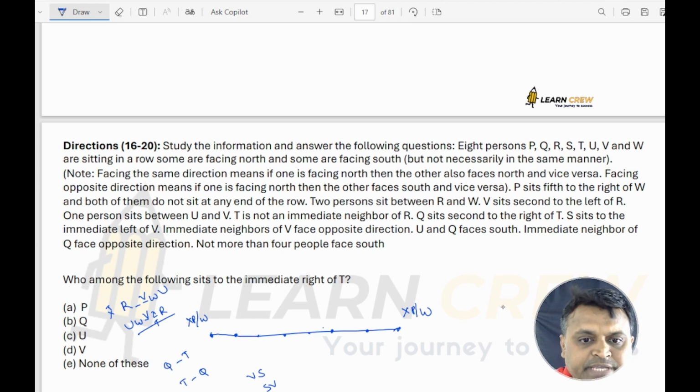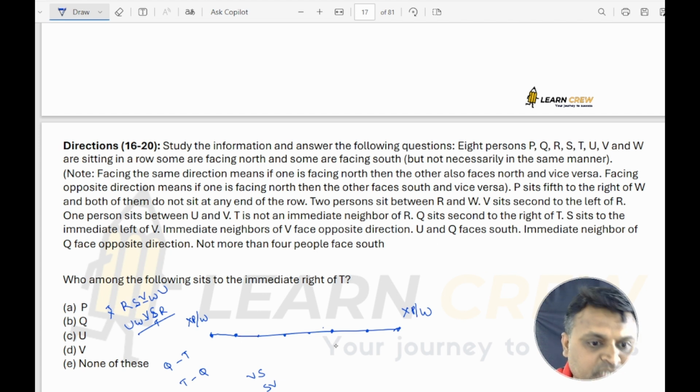Immediate neighbors of V face opposite direction. Immediate neighbors of V, so SV, it can be SV or VS. So here you may get S or here you may get S. Immediate neighbors of V face opposite direction.